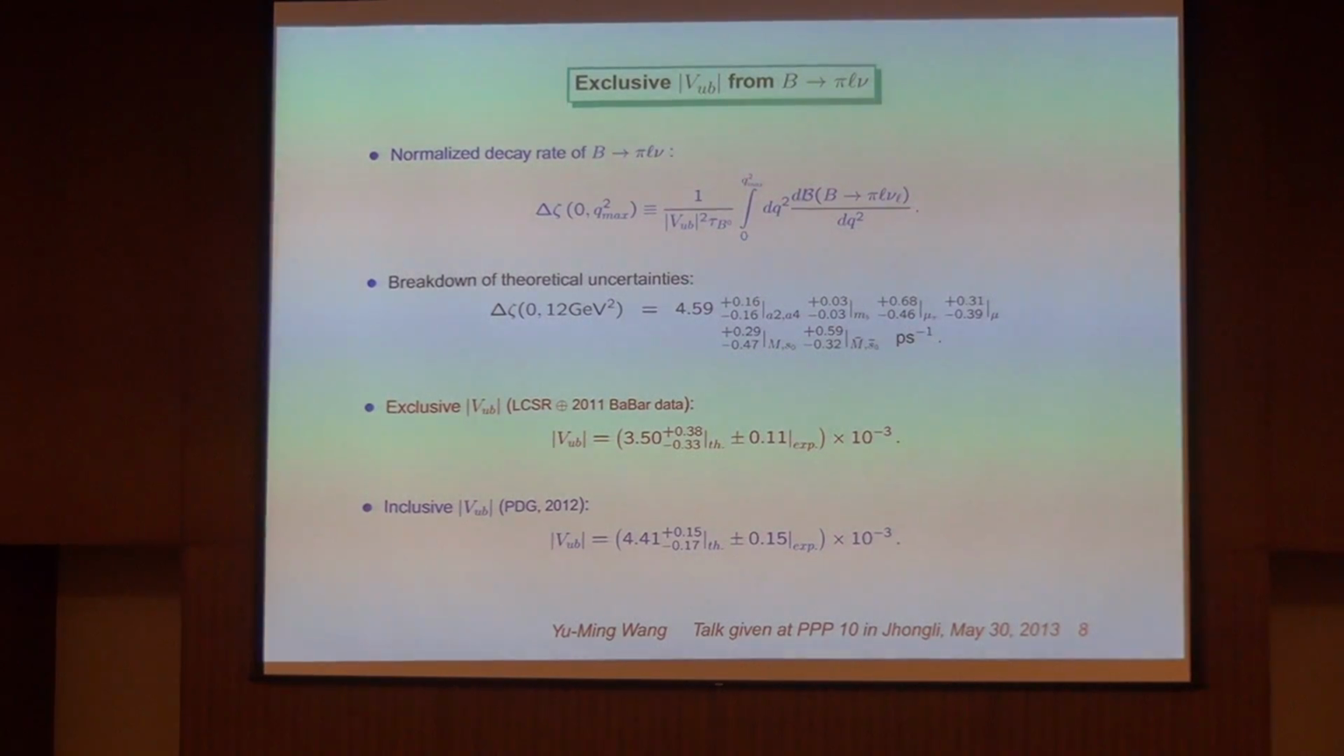Okay, now we can extract V_ub purely from the sum rule calculations of the form factors. We focus on the following normalized decay rate, which is again independent of V_ub because we have tracked it. In the massless lepton limit, of course, only this vector form factor f_+ will enter into this quantity, and then we just employ our predictions of the form factor. We also analyze these uncertainties from the variations of different parameters.